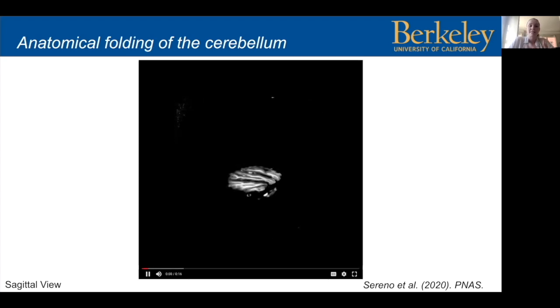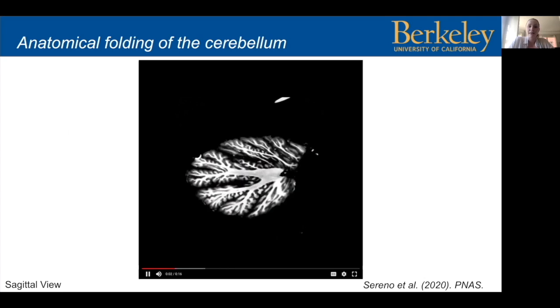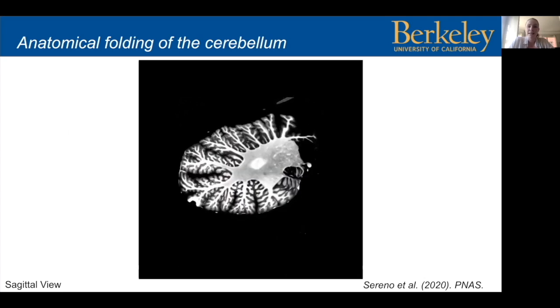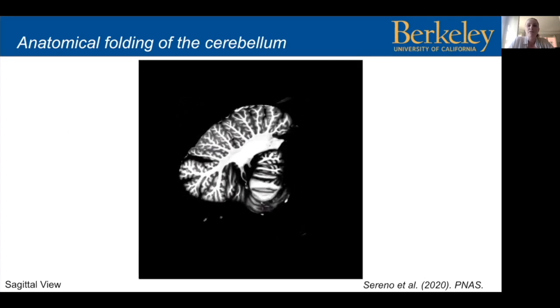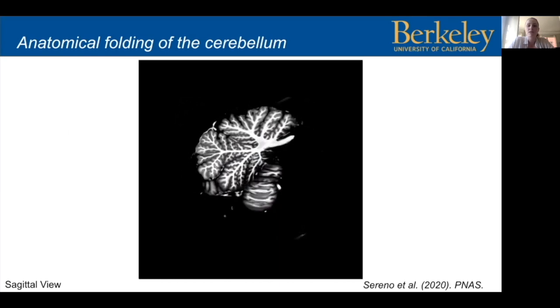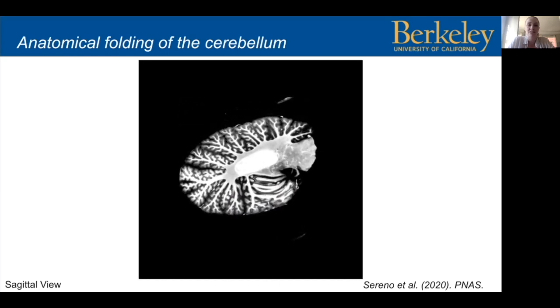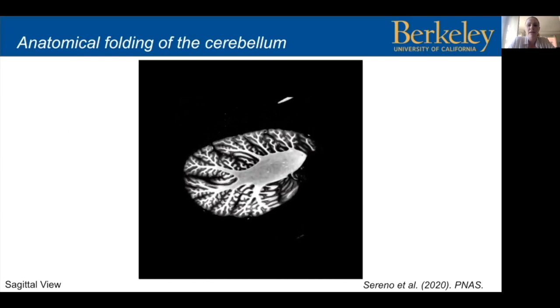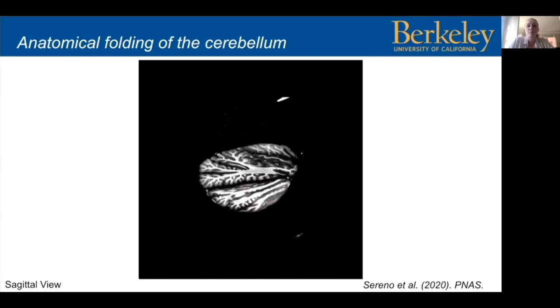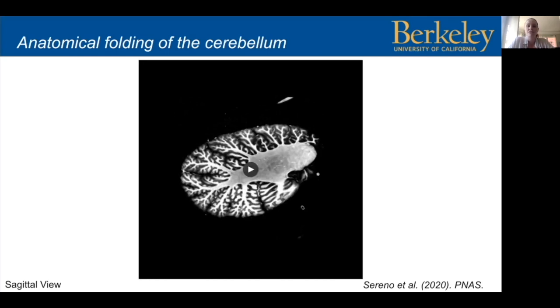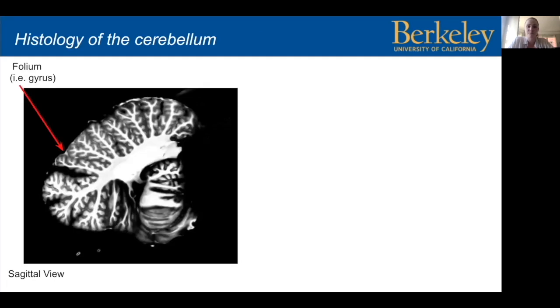Now, one important difference between the architecture of the cerebellum in contrast to the cerebral cortex is the incredibly tight folding of the cerebellum, which you can see clearly illustrated here in the sagittal slicing through the cerebellum. And this tight folding is a very important feature of the cerebellum that introduces unique neuroimaging challenges, which I'll discuss later. So the foldings of the cerebellum are called folia, and they're approximately 1 to 2 millimeters in width.